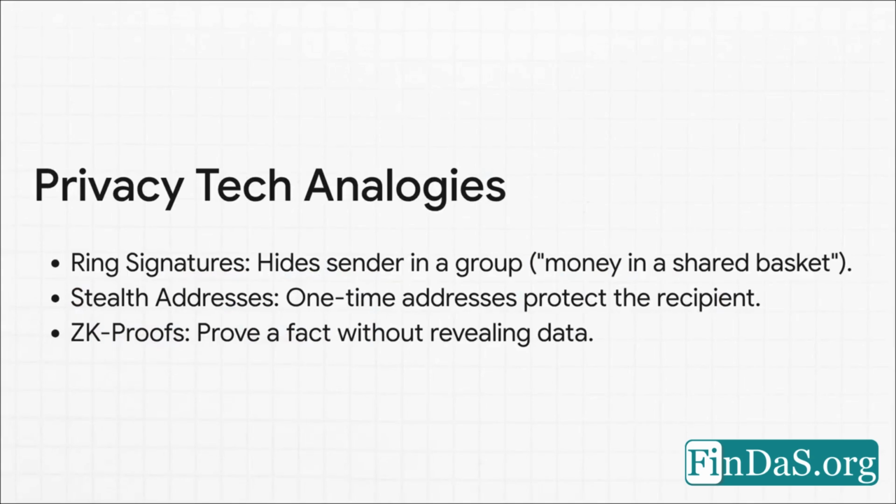Okay, now let's switch gears to privacy. Trying to get confidential transactions on a public blockchain is a huge technical challenge. Projects like Monero and Zcash use some really advanced cryptography, but we can understand the basic ideas with some simple analogies. Ring signatures basically hide the sender in a crowd, kind of like putting your dollar into a basket with 10 other dollars before someone takes one out. Stealth addresses protect the recipient by creating a new, single-use address for every single payment.